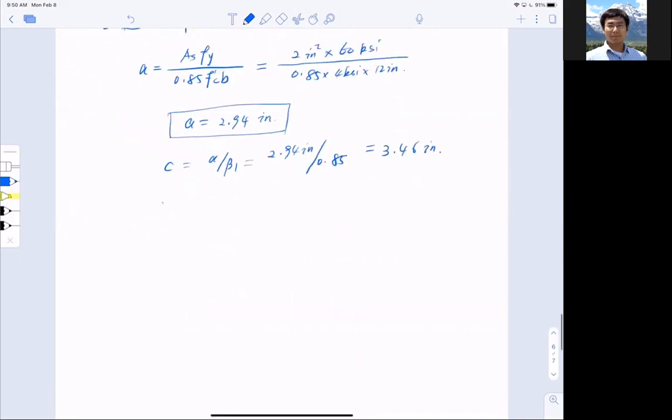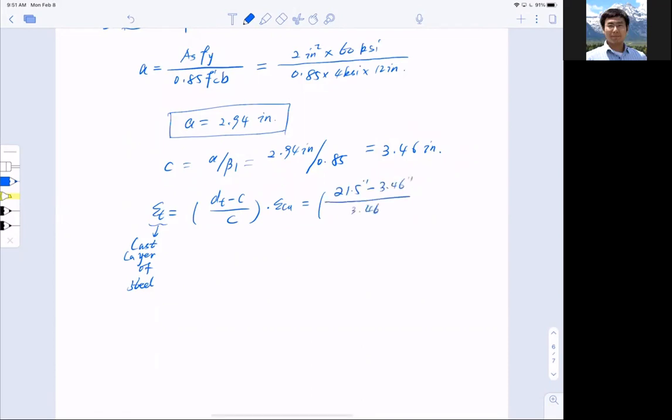Okay. So epsilon t, which is different than epsilon s. Okay. So this is the last layer of steel, which in this case is the same, 1 layer, but in other cases, be careful, okay? So dt minus c divided by c multiply epsilon cu. And that is equal to 21.5 inch minus c 3.46 inch divided by 3.46 inch and multiply by 0.003 for concrete.